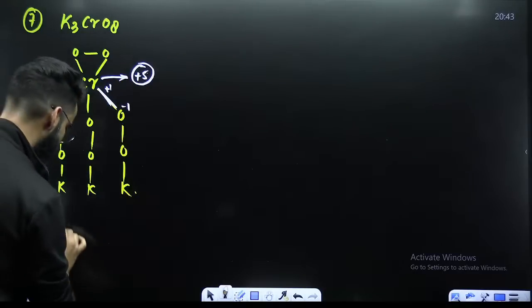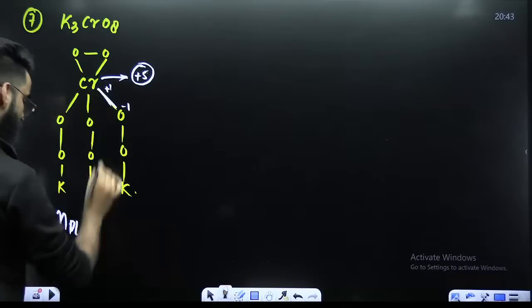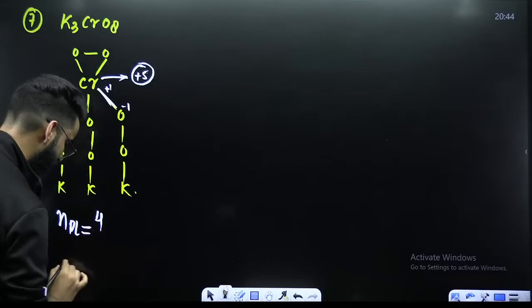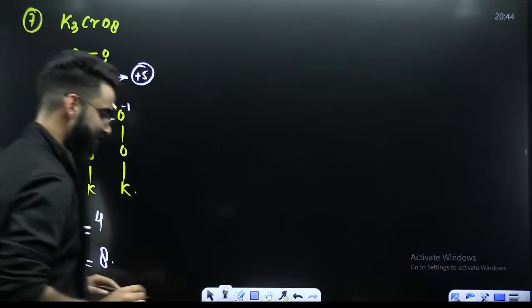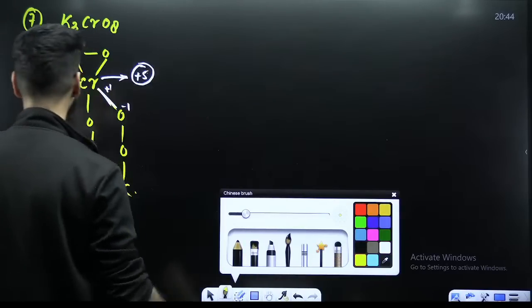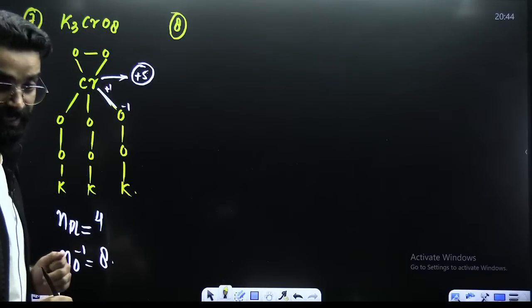If I ask you how many peroxide linkages do you see here? How many peroxide linkages? 1, 2, 3, and 4. There are 4 peroxide linkages. How many oxygen atoms are there with -1 oxidation state? 4 2s are 8. There are 8 oxygen atoms with -1 oxidation state. This was your K3CrO8. Now, the eighth one.